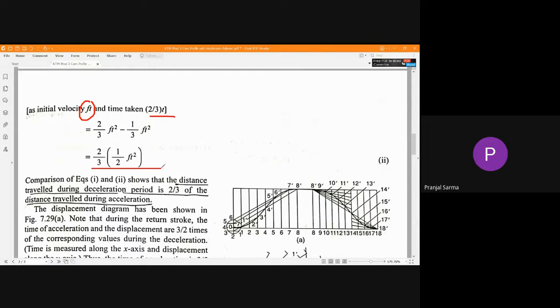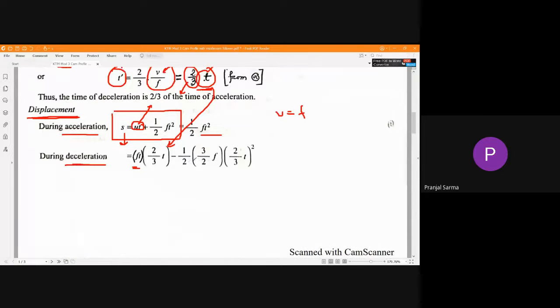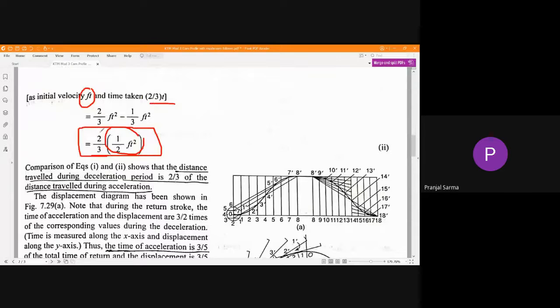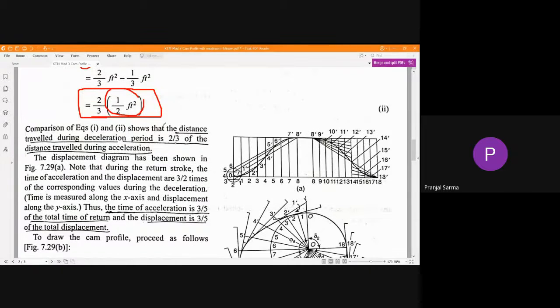After simplification, what we have obtained? So this is equal to 2 by 3 of half ft square, and this half ft square we already have. This is half ft square, right? Half ft square is the displacement during the acceleration phase, and for the deceleration phase it is 2 by 3 of half ft square. Okay, that means what we can say if we compare these two: the distance traveled during the deceleration period is 2/3 of the distance traveled during acceleration.